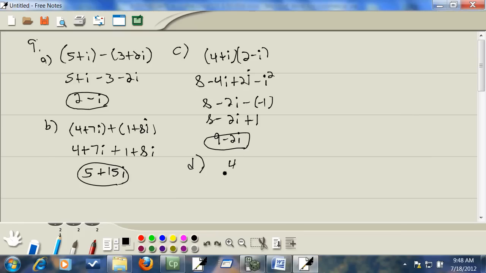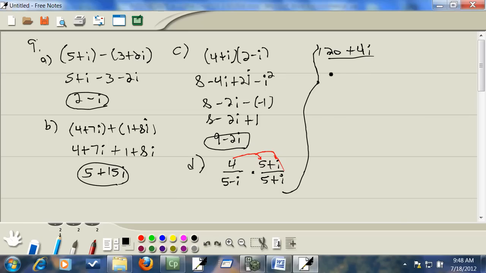Fourth one, we got 4 over 5 minus i. Now, if you have an i downstairs like this and you got two items, you multiply top and bottom by the conjugate of the bottom. Conjugate, if this is 5 minus i, the conjugate would be 5 plus i. And you multiply that times the top also. Now up on top, we take 4 times 5 and 4 times i. So 4 times 5 is 20. 4 times i is 4i.